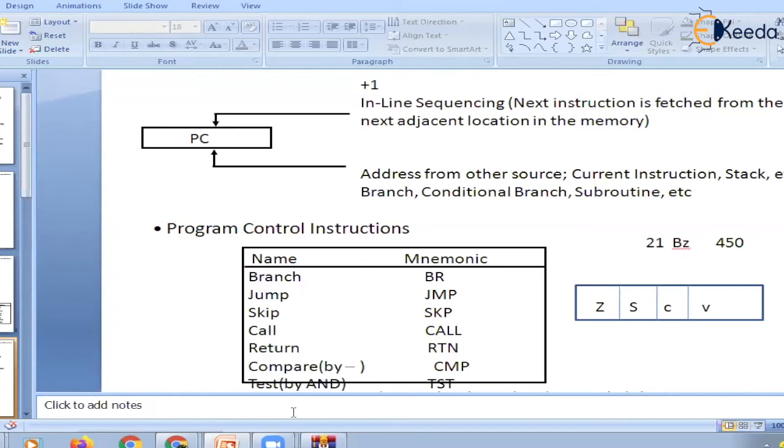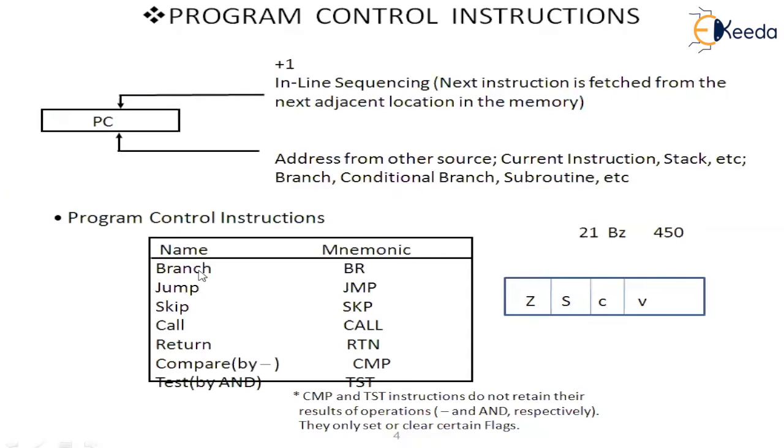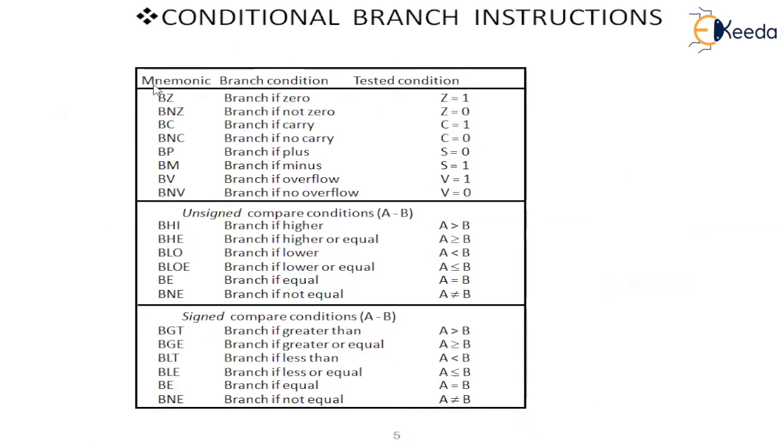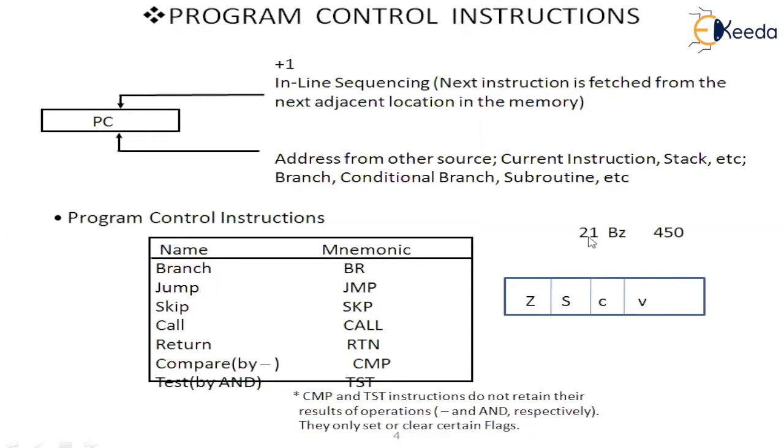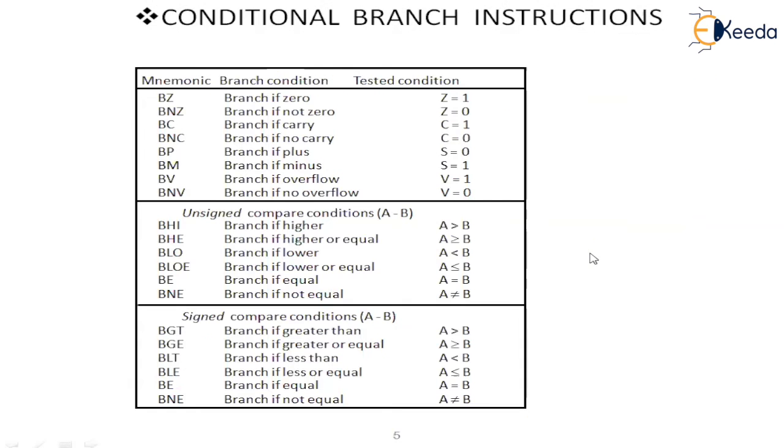Let us go to that. Now, branch if 0. We are going to branch to the 450th location if the 0 flag is set. Otherwise, we don't branch. Simply, we take the next instruction, and the next instruction will get executed. If the condition is satisfied, I will branch to 450. If the condition is not satisfied, I will take the next instruction, that is the 22nd instruction.